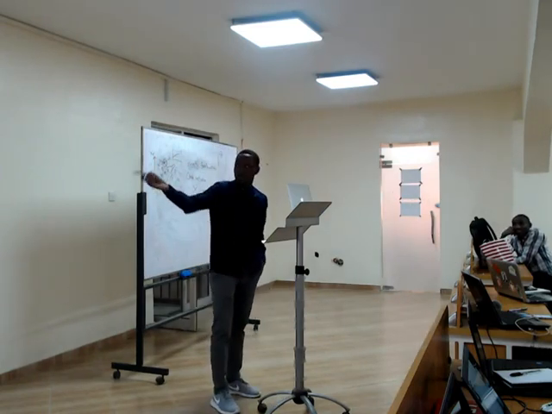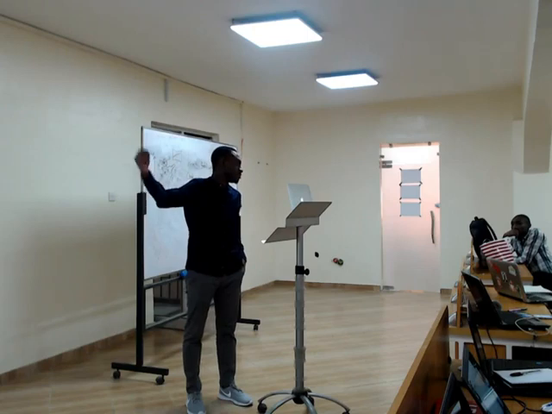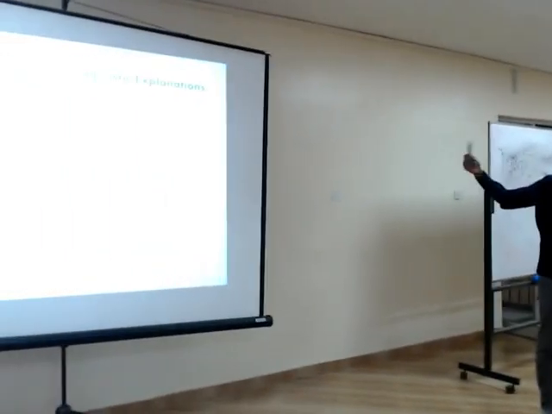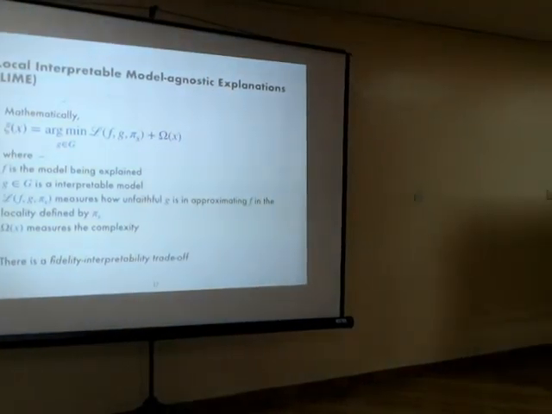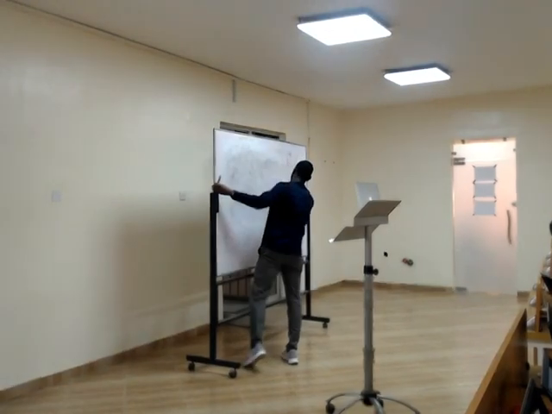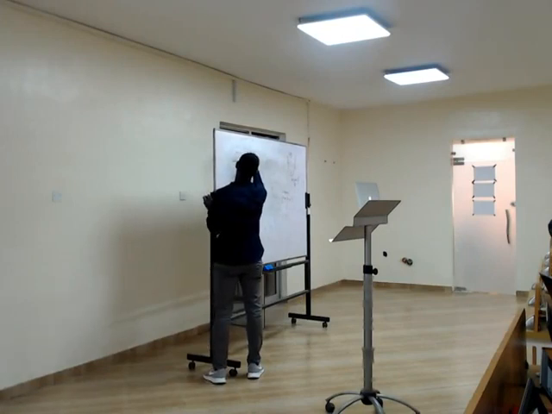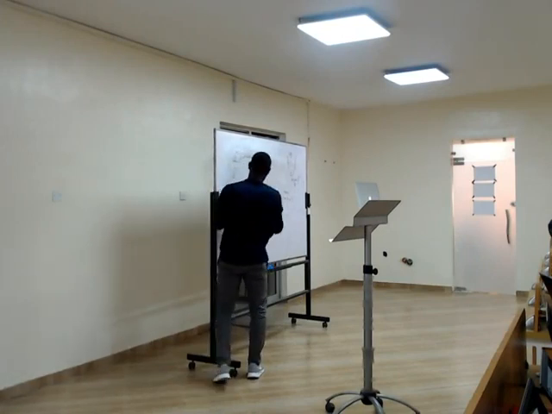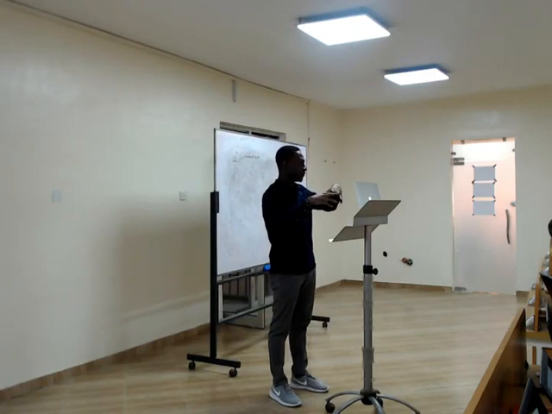Cool. So there are two components of this, right? You have the loss function, it's just a function. You have the f, you have the g, the x, and then the complexity term. I'll explain again. The x is the individual instance you're trying to interpret. F is the model you want to explain. F is your black box model, that you don't know the internal workings of. G is the local surrogate method you want to use, right?